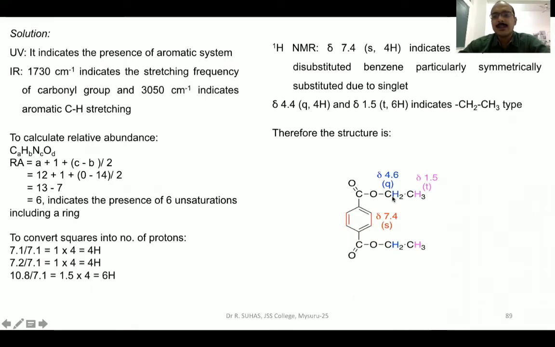4.4, or 4.6, has a high value since the CH2 is attached to the electronegative element oxygen and also has the anisotropic effect of the carbonyl function, and this is CH3, a primary alkyl. The value is quite high because it has the influence of the electronegative effect as well as the anisotropic effect of the carbonyl function. So this is the structure of the compound for problem 2.